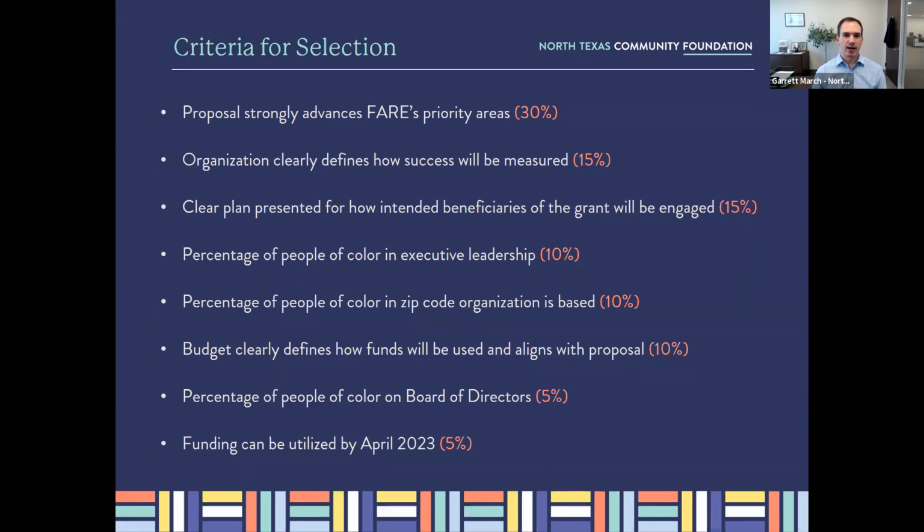You have to clearly define how success will be measured. We love SMART goals here, having specific, measurable, time-bound, actionable goals, where you can clearly say X number of people are going to participate in our programming, or we're going to reach X number of people through our community awareness project. However you can clearly define for us how you're going to measure success is really helpful for our committee to see that you have a plan in place.